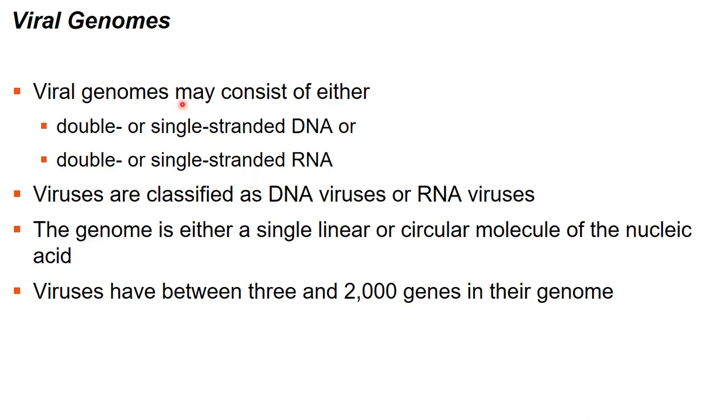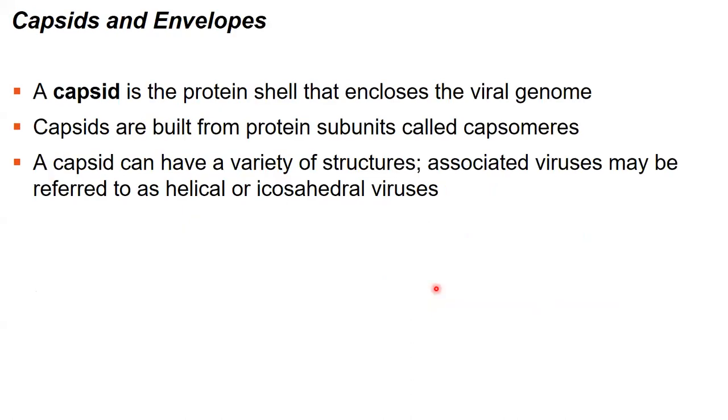In terms of the viral genomes, as I told you, some have double or single-stranded DNA. Some other viruses have double or single-stranded RNA. So viruses are classified as DNA viruses or RNA viruses. And the genome could be single, linear, or circular. Some viruses have 3 genes, while others have hundreds or thousands of genes in their genome.